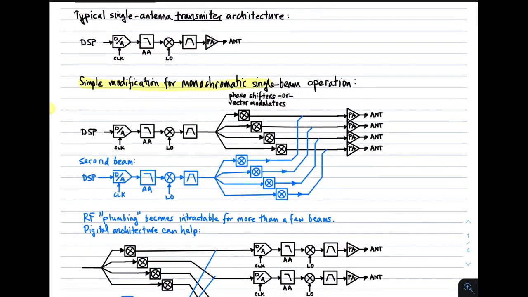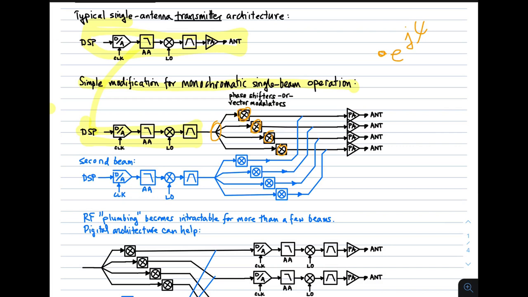A simple modification for monochromatic single beam operation is shown here. We take this chunk that we just described and we map it down here, so the same components doing the same things here. And then to implement the beamforming operation, we split that signal. That signal splitter exists right there. And then we have to apply phase shifts, assuming we're doing something of the phase shifting variety. And these things are the phase shifters. They're also shown as multipliers because phase shifting can be interpreted as multiplication by e to the j psi. A phase shift of psi is equal to multiplying by e to the j psi, with psi in radians.